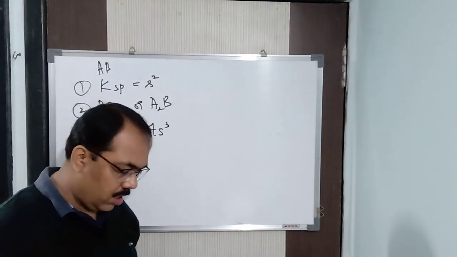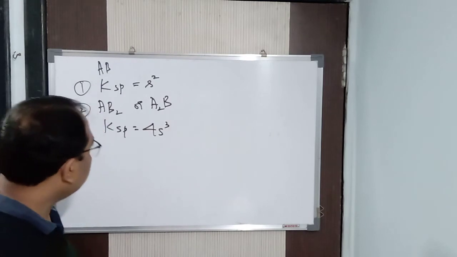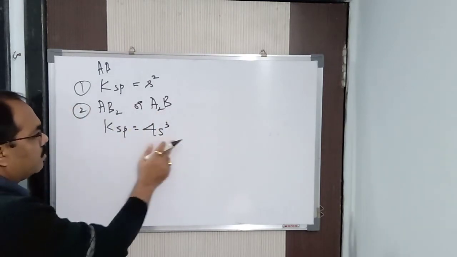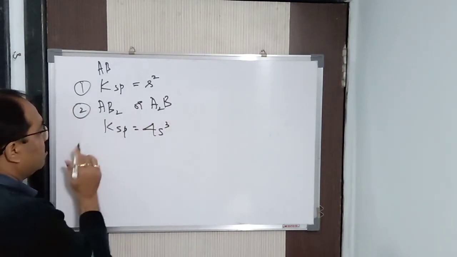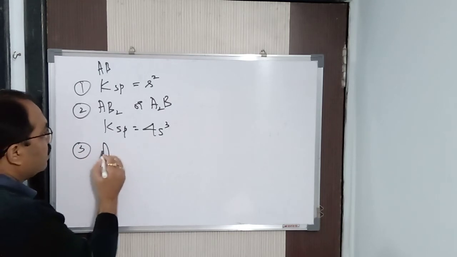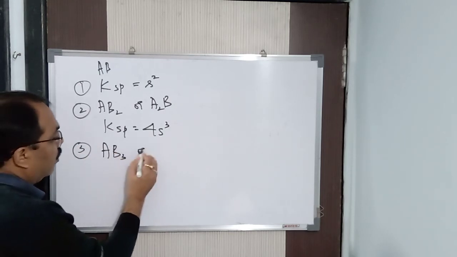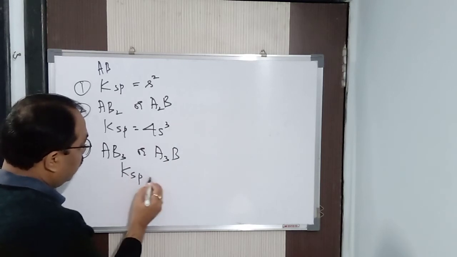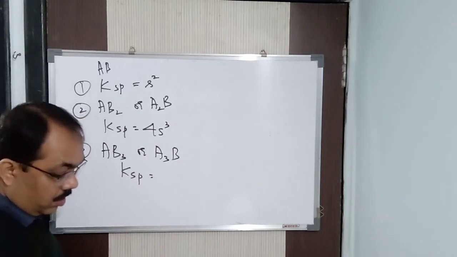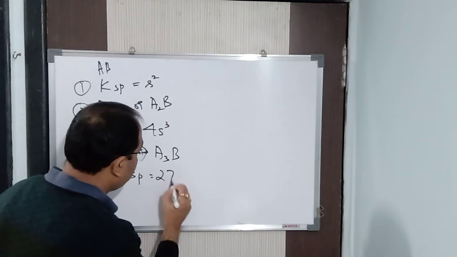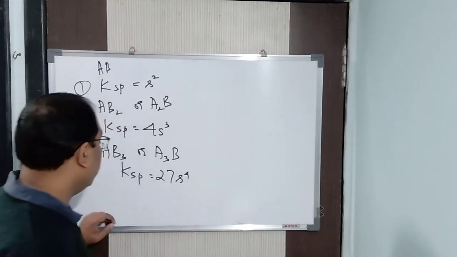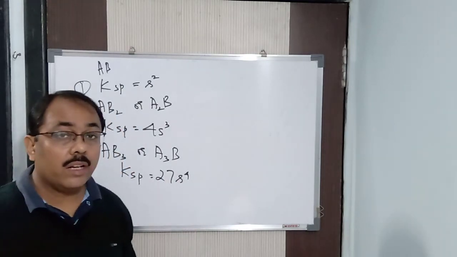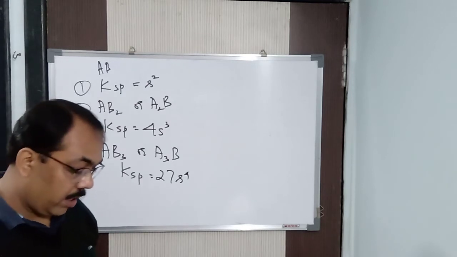Whether it is AB2 or A2B type, KSP is equal to 4S cubed because it is a ternary salt. Next is your quaternary salt, that is AB3 or A3B. So KSP is nothing but 27S to the power 4 for quaternary salt, when 4 ions are present.